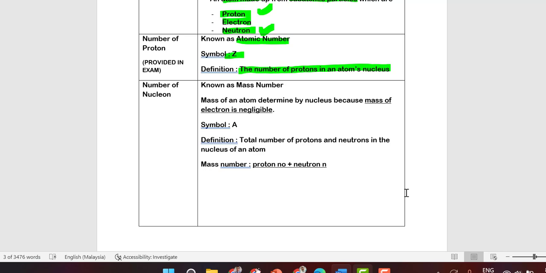Next is number of nucleon. Number of nucleon is also known as mass number. Nucleon number is a combination of proton plus neutron number. Why is the mass of an atom determined by nucleon, which is a combination of proton and neutron? Because the mass of an atom is determined by the nucleus, because the mass of electron is negligible. The mass of electron is very small, so we neglect the value.